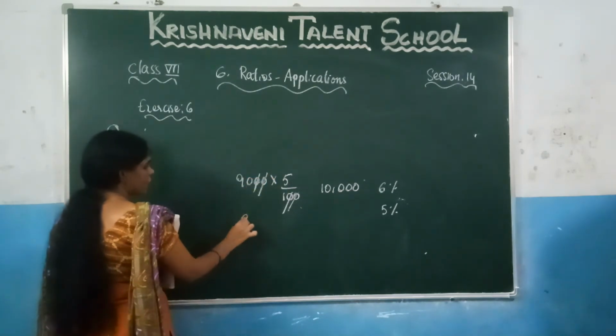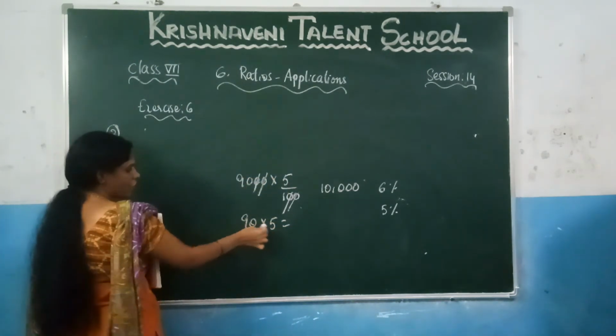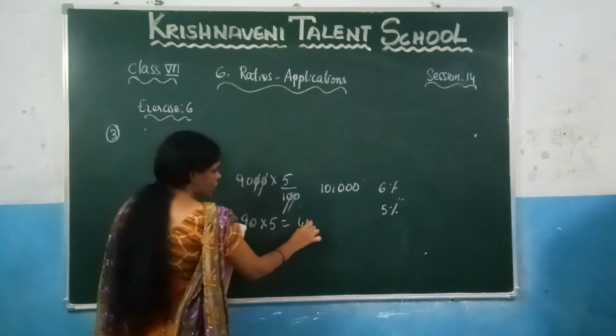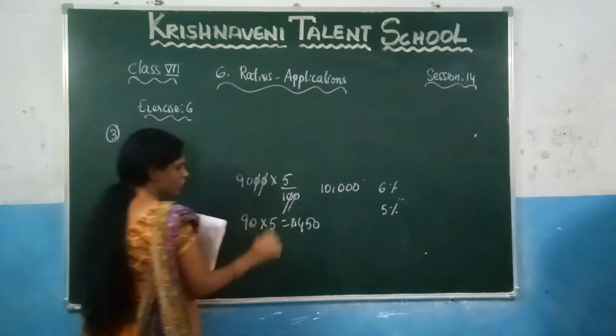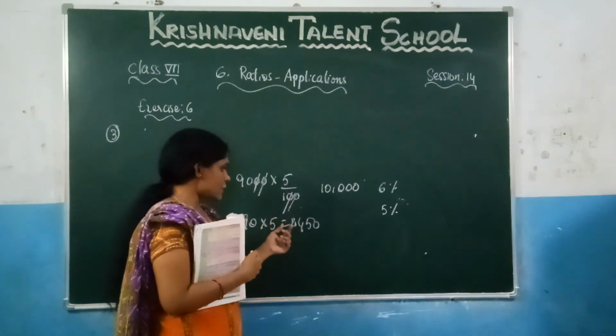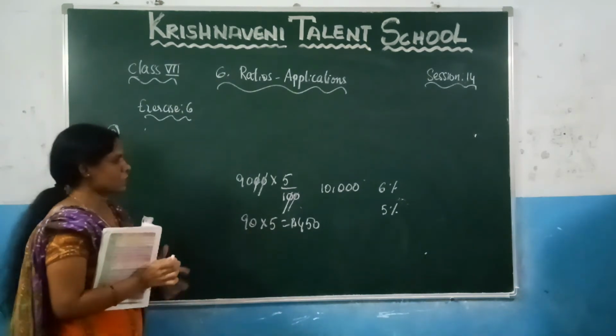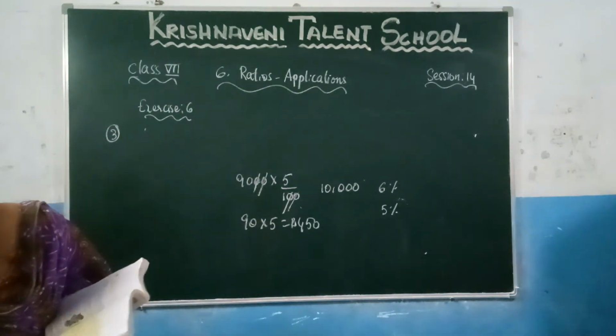0 will get cancelled and you will be left with 90 into 5. So what is the value of 9 into 5, which is 45. So you will get it here 450 rupees. So what is the amount that the bank is giving to the children, which is nothing but 450 rupees. This is the problem. So let us write it here.